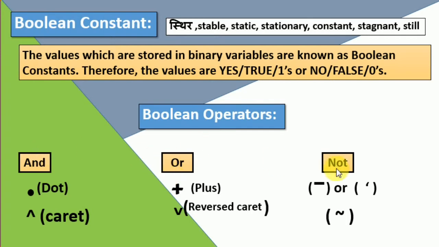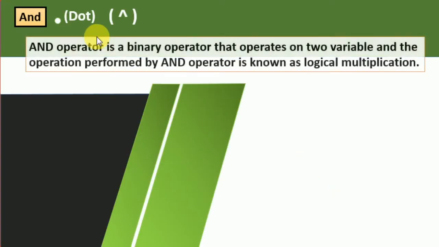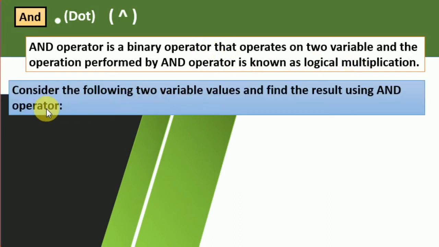Now we are going to move to the next and explain each and everything. First we discuss and, then or, then not. So first, what is and? The and operator is a binary operator that operates on two variables or more than two variables, and the operation performed by the and operator is known as logical multiplication. I'm going to explain that with the help of two variable values and find the result using the and operator.